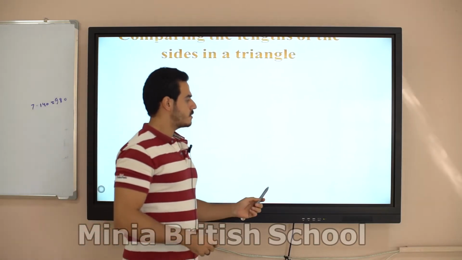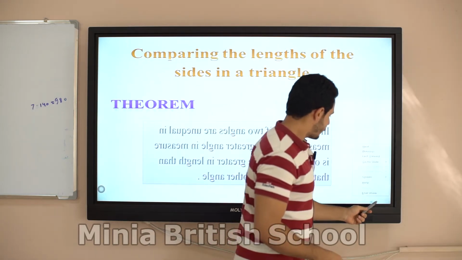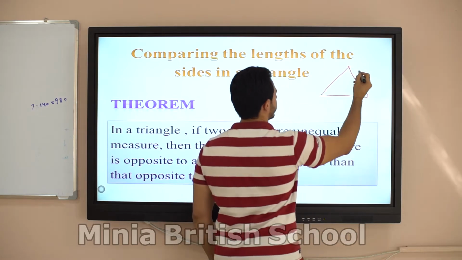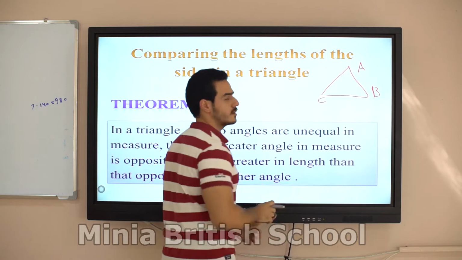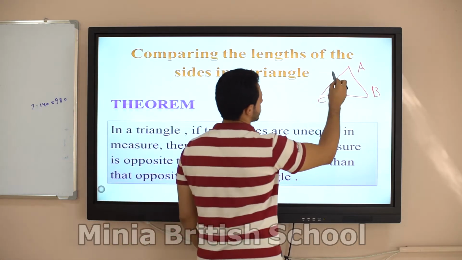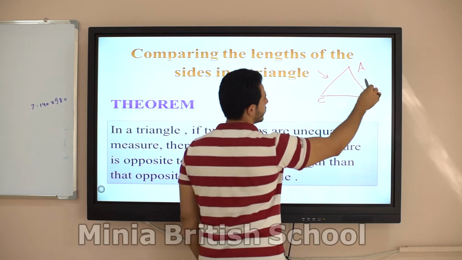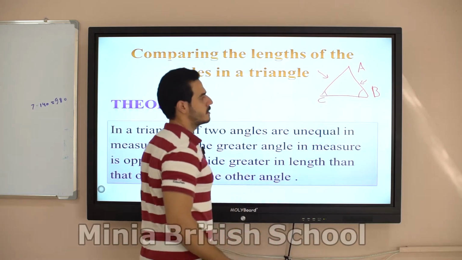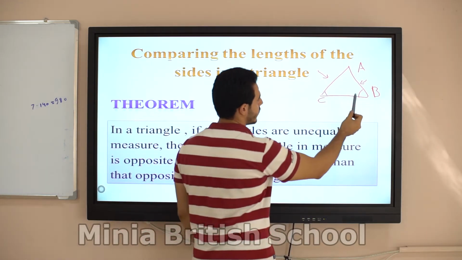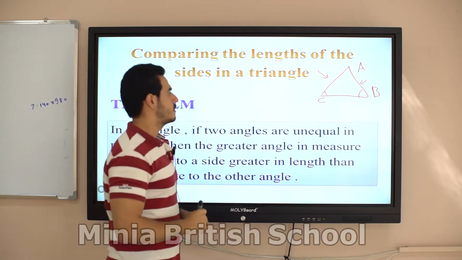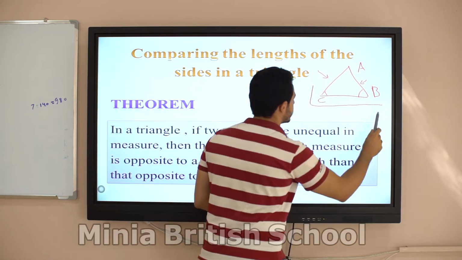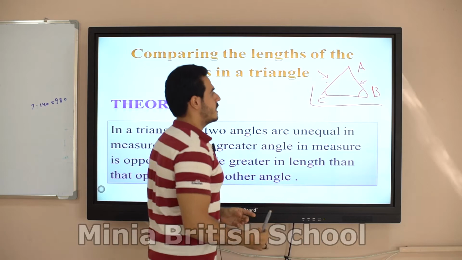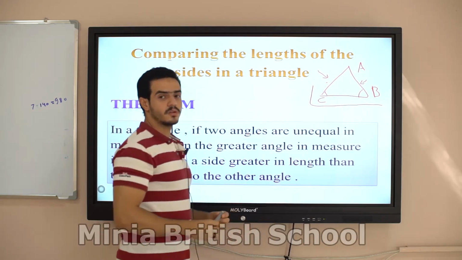In the last lesson we know that if I have triangle ABC, and AC is greater than AB, so measure of angle B is greater than measure of angle C, because the greater angle is opposite to the greater side. Today we'll take the inverse of this. The greater side is opposite to the greater angle, and the smaller side is opposite to the smaller angle.